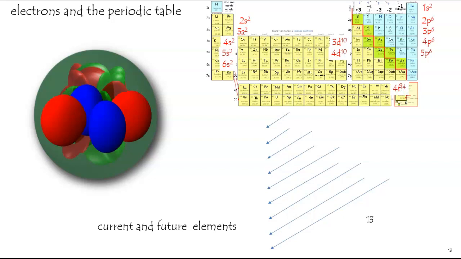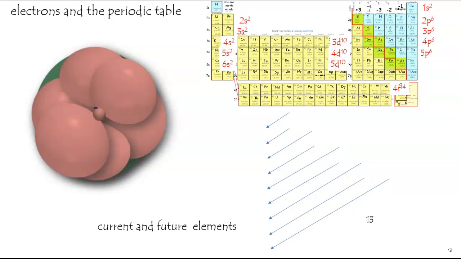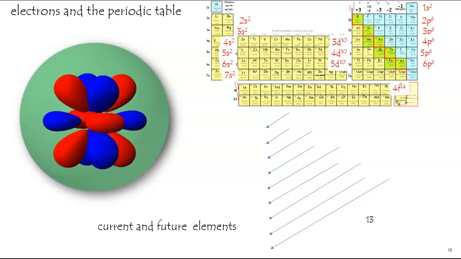5d10. 1, 2, 3, 4, 5. So that's 10 electrons. 6p6. 1, 2, 3. There it is. 7s2. What's next? 5f14. Go in 2 shells, and there should be 7 orbitals. 1. Lots of lobes. 2, 3, 4, 5, 6, 7.